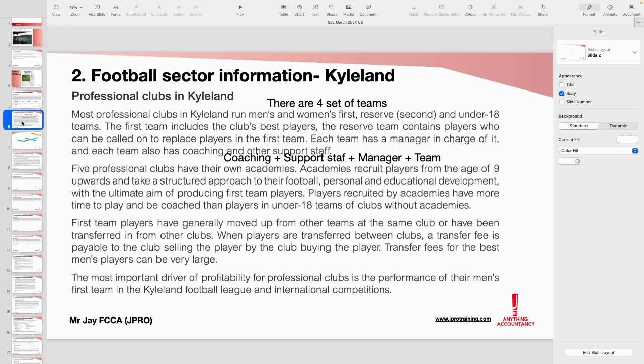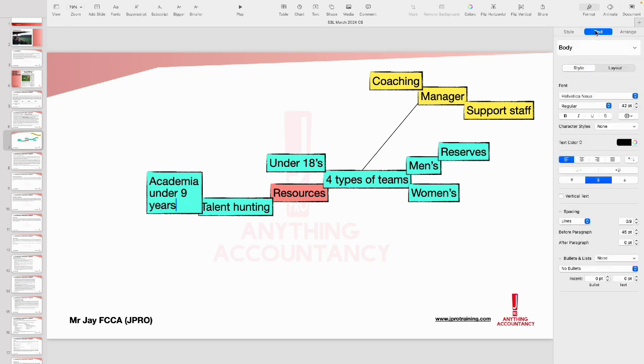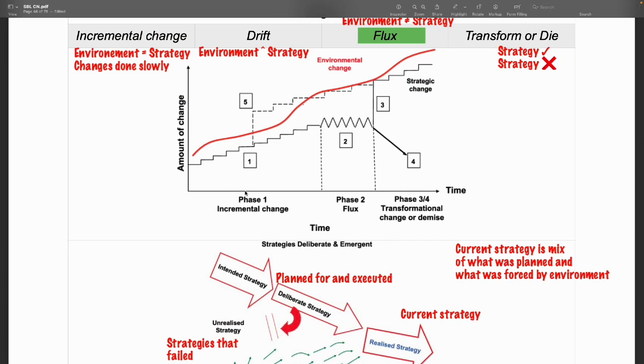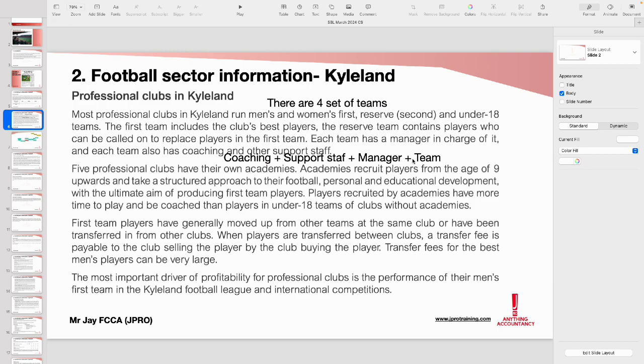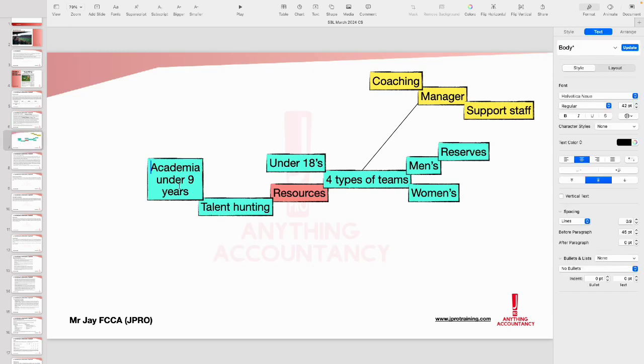So under 18, under 9, so remember this is under 9, this is academics, and the target, do remember they target under 9 years. You should be aware that there are people below 9 years, and they are looking at improving the quality there. So here, recruit from 9 upwards, 9 years and older.